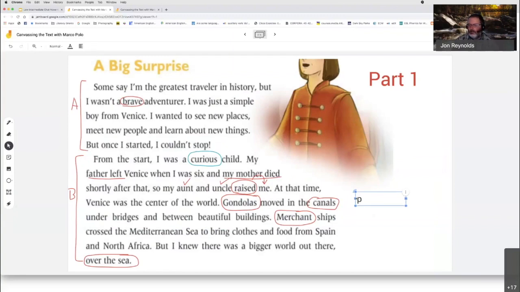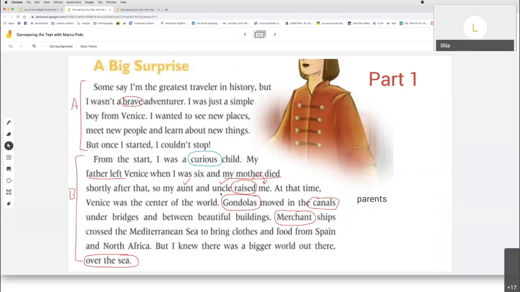Who are these people? When I use "parents," yeah, my parents, my mother and father, were parents. Now, my aunt and uncle, are those my parents? No. Yeah, they're family, maybe brother and sister of my mother or my father. But the truth is my parents were gone. They died. They were not here. So my aunt and uncle.